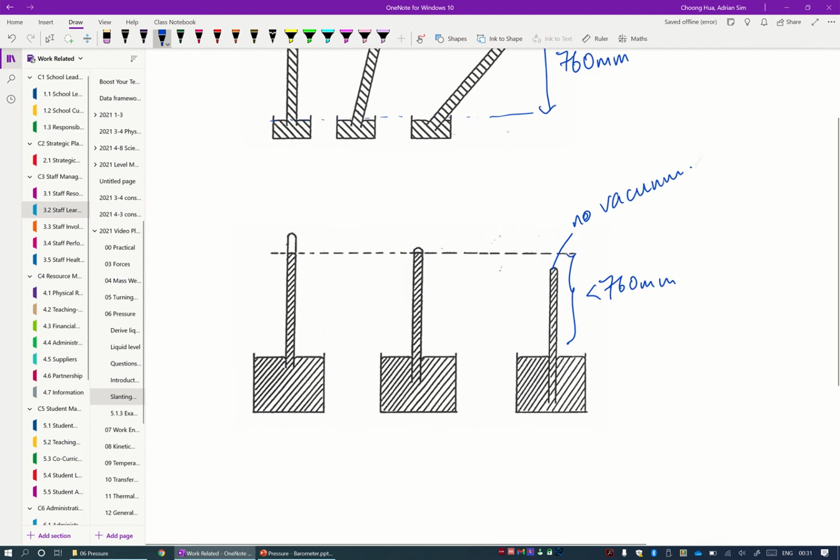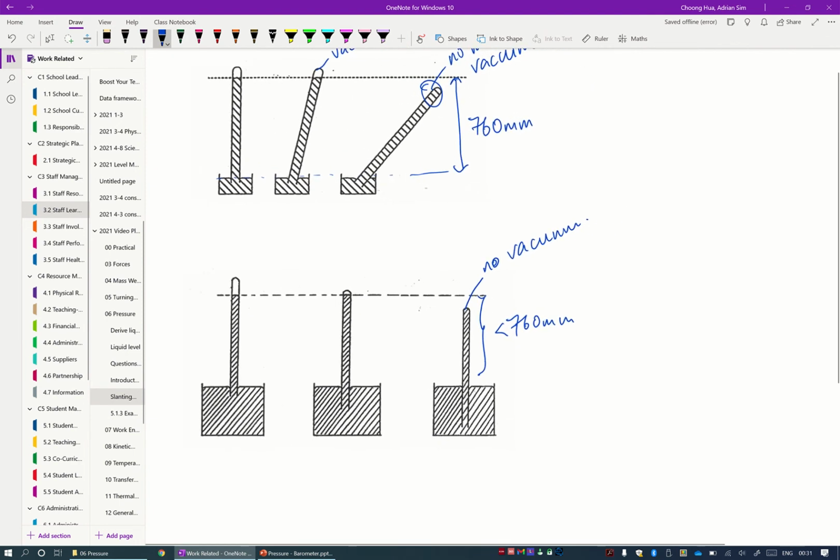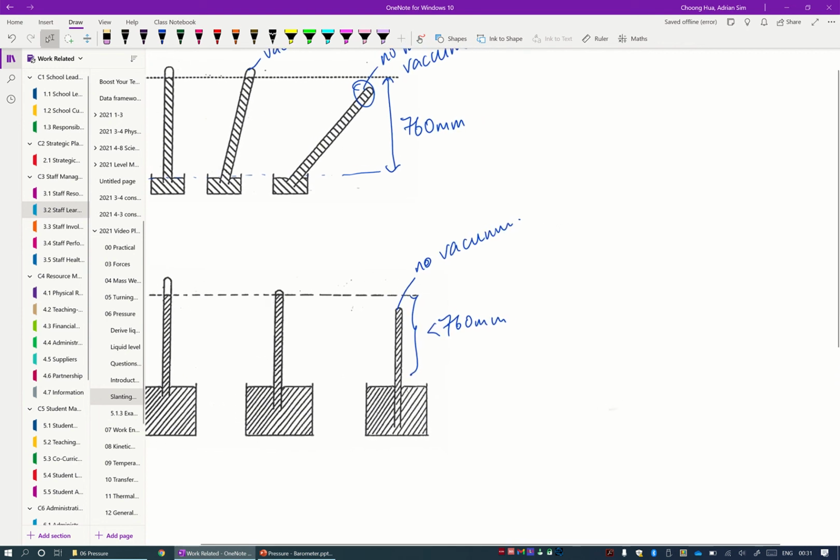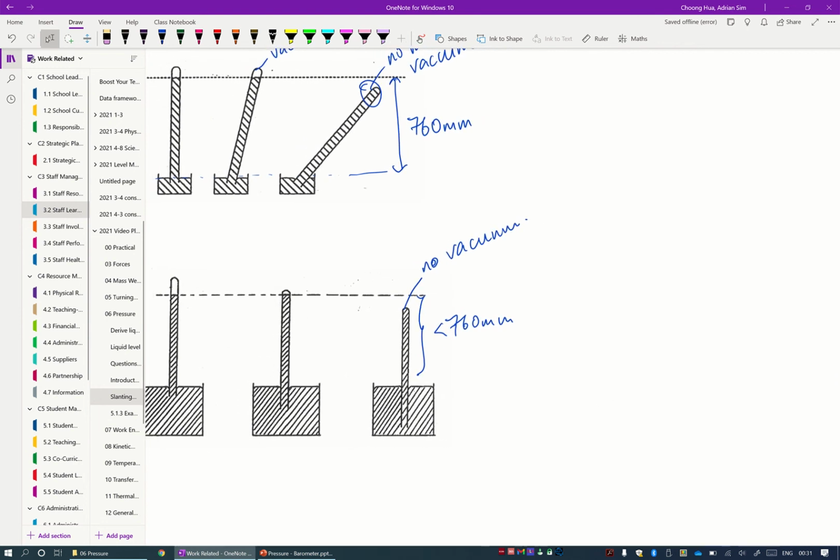Now, what is the purpose of lowering the tube until it's less than 760 mm? There's a reason for this. Because it doesn't serve any purpose when you cannot make any measurements out of it.